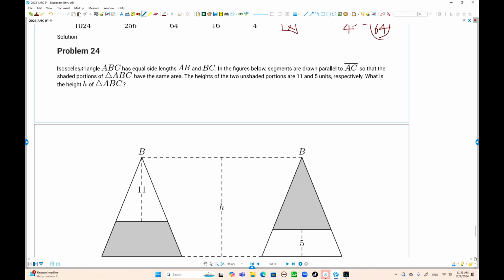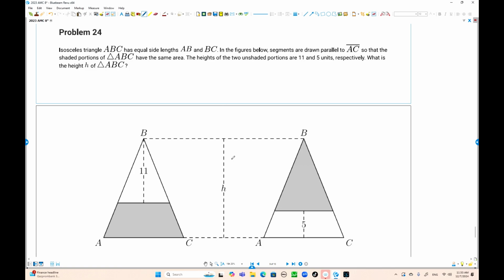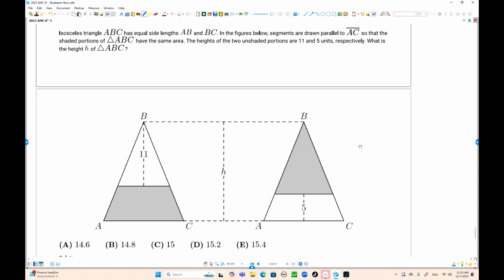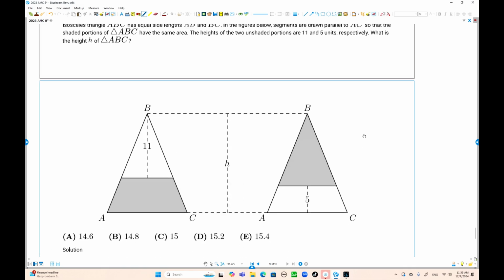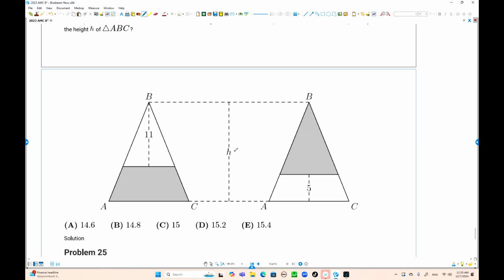So number 24, isosceles triangle ABC has an equal side. We divide this into two areas. This height is now 11. All together the height is h. The constraint is the area of this shaded area must be equal. So what is the height? What is the value of this one?